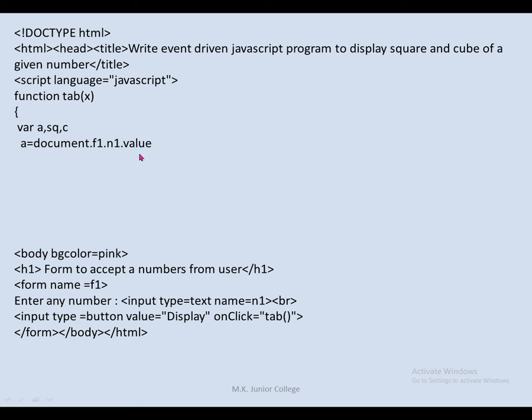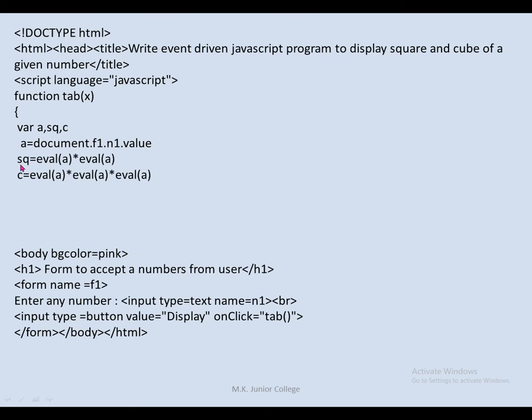So this is a very important statement. You must know the meaning of each part. Document is the object, dot is the operator to use the properties. F1 is the form in my program, dot is again the operator. N1 is the name of my text box, and .value. Value means what? It's one of the properties. So whatever value you enter in the text box will be stored in the a variable. So here I am getting that a value.